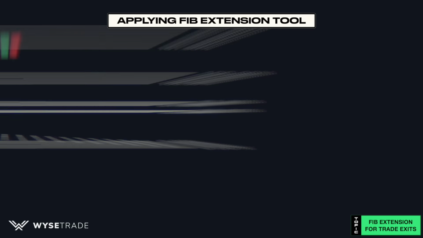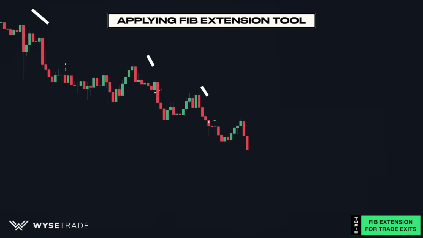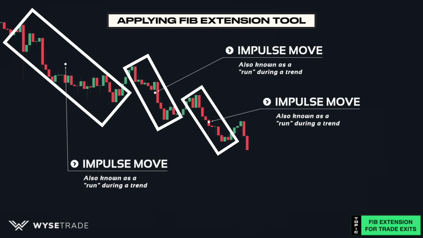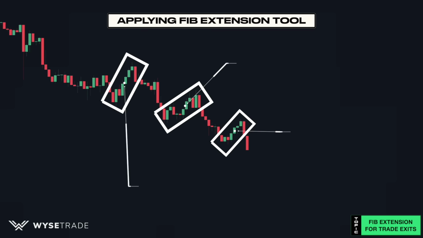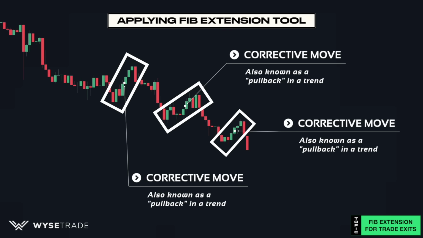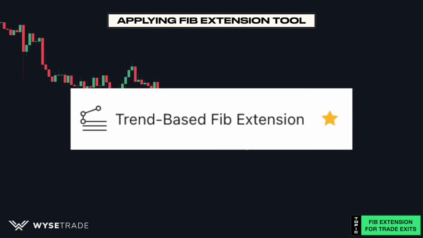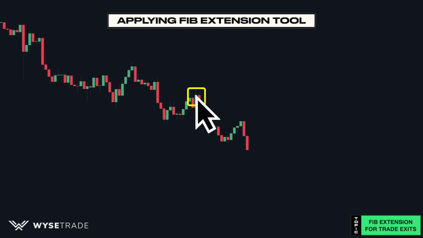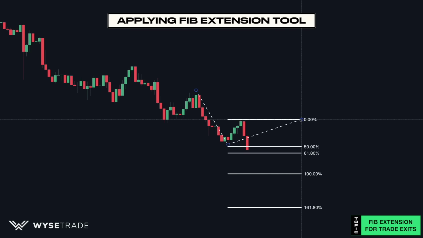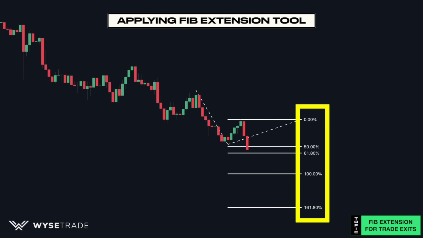So in the opposite direction, in a downtrend, you have your impulse moves here, and your corrective moves here. Grab your Fibonacci extension tool, click at the start of the previous impulse move here, drag it down and click again at the start of the corrective move, and then drag it up to the starting point of your current impulse move, then drag it slightly to the right and click again. And these are your Fib extension levels.